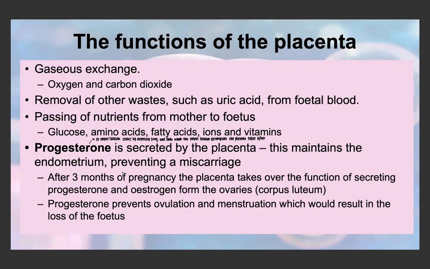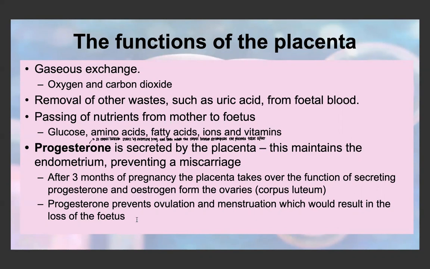So after 3 months of pregnancy, the placenta takes over from the ovaries, from the corpus luteum, in secreting progesterone and estrogen. And it prevents ovulation because it keeps levels of FSH and LH very low. And it prevents menstruation because it keeps the endometrial lining from shedding, either of which would of course result in the loss of a fetus.